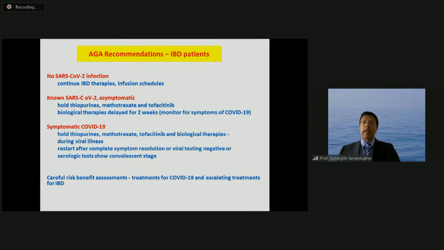The Americans have very, very similar guidelines. Again, in the people who have no SARS-CoV-2, you don't have to do very much except for social distancing and the general measures and getting vaccination. No known SARS-CoV-2 infection who are asymptomatic, all the thiopurines, etc. But if you're symptomatic, you go one step further and you restart the agents after they become a negative PCR.